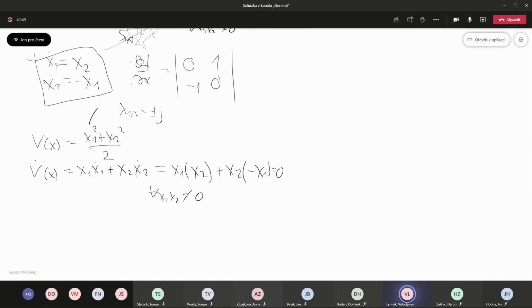This system is only globally stable, but we can show it with the first Lyapunov method because this system is linear, and with the first Lyapunov method we found plus minus j omega, and we know that if this is linear, then the behavior is global. Any question?